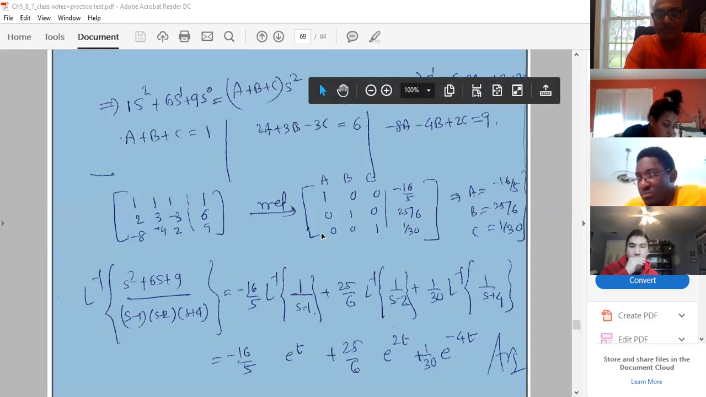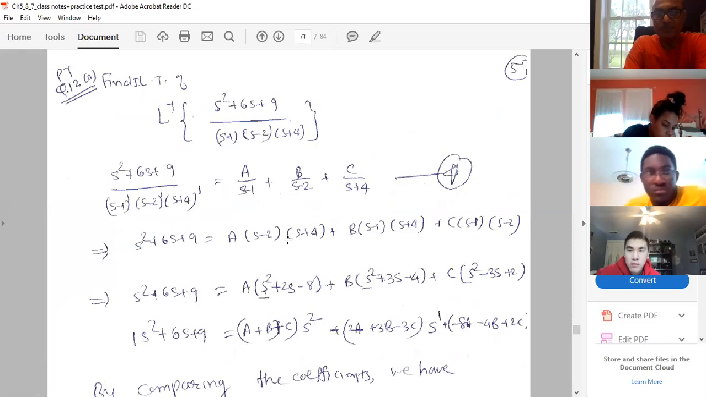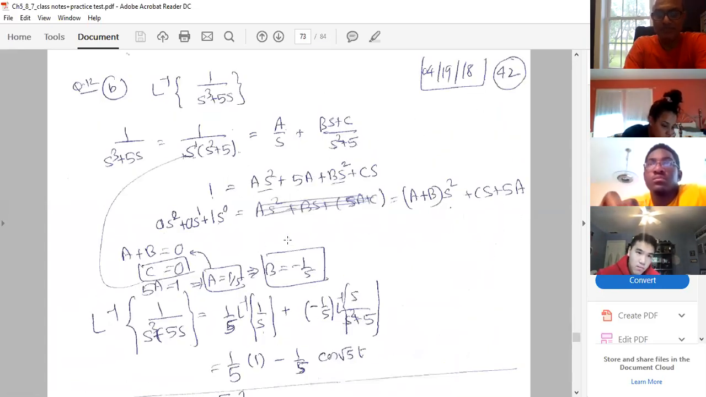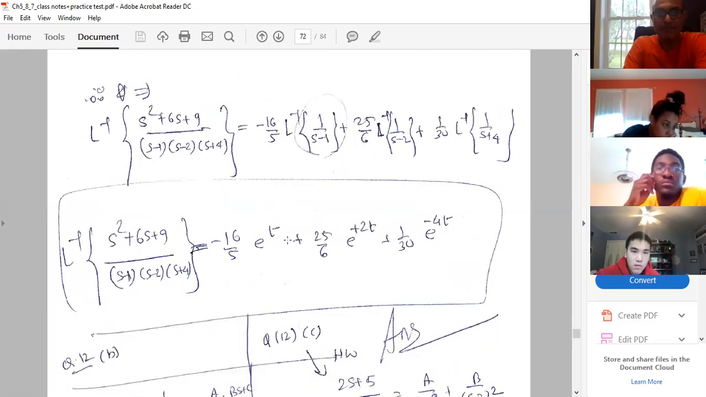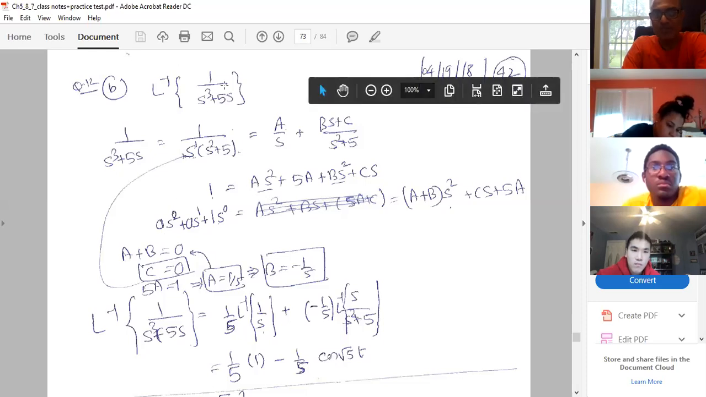Exactly the same. Same example. I think, yeah, same example. I just gave you the hint over here for question number 12, B and C part. Suppose I ask you this example: inverse Laplace transform of 1 over s cubed plus 5s.